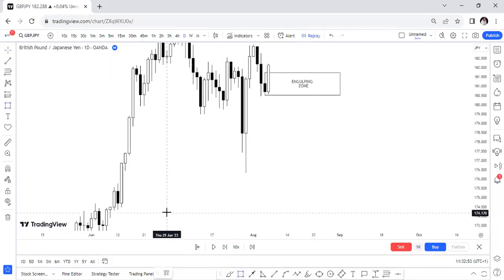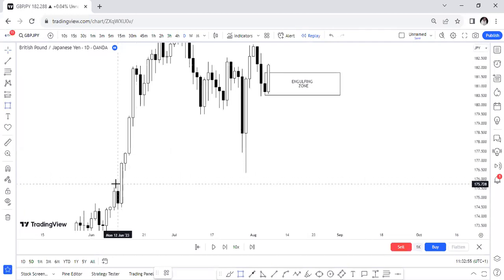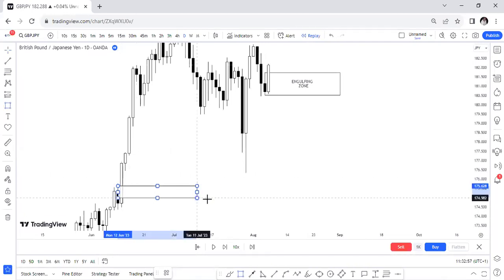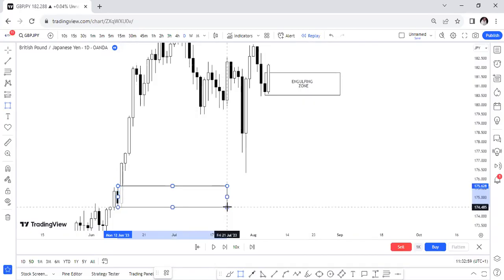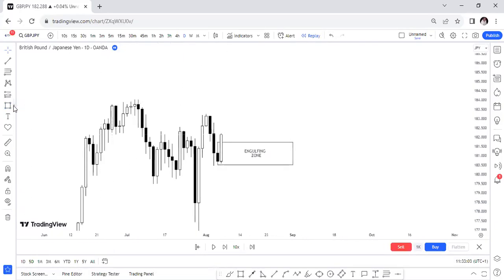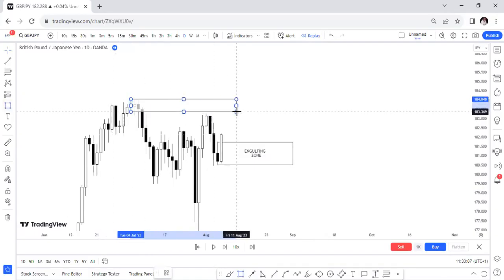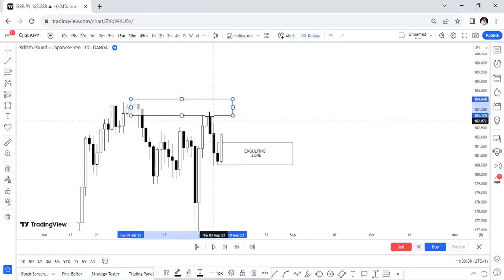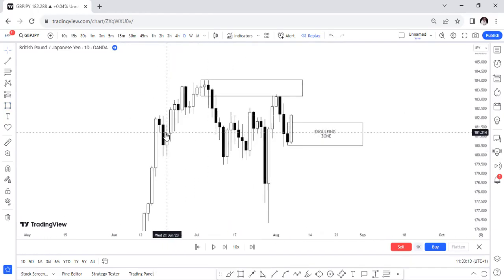As long as this candlestick engulfs this, it's engulfing. This is bullish engulfing. This is bearish engulfing. As long as this candlestick engulfs here, we have this as bearish engulfing, and price taps into it and comes down. This is bearish engulfing, bullish engulfing.